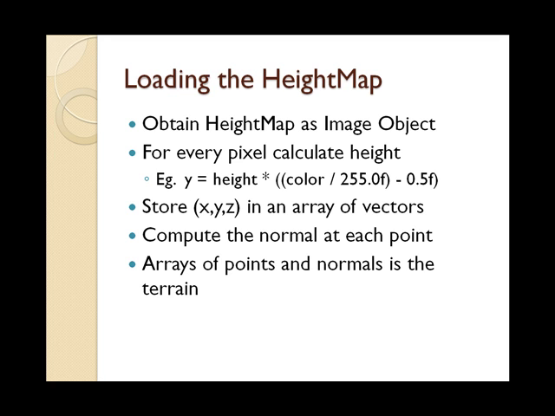We now store these x, y, z coordinates in an array of vectors and compute the normal at each point. These arrays of points and normals essentially are our digital terrain.